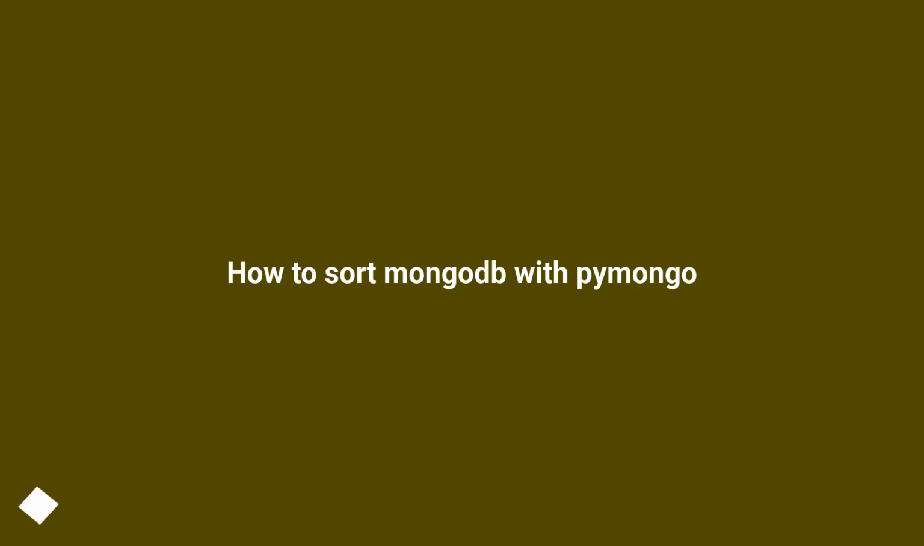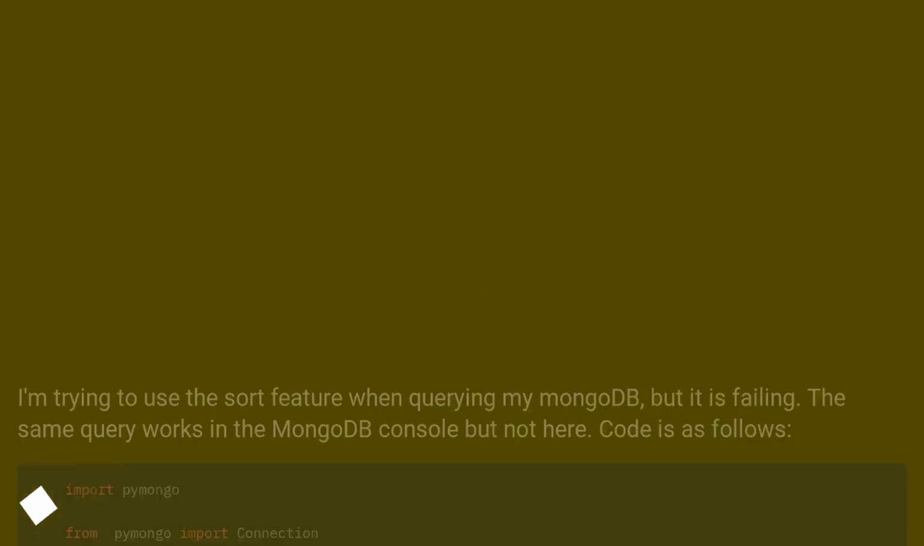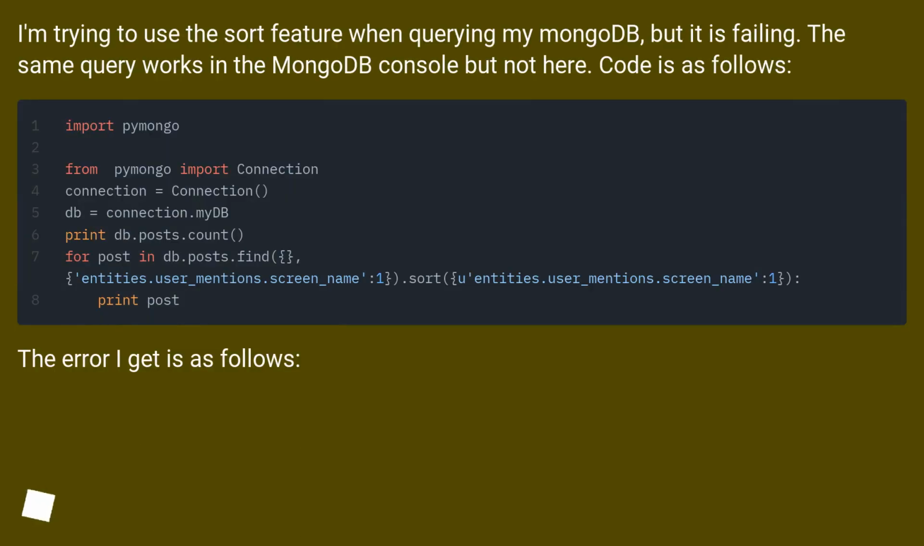How to sort MongoDB with pymongo. I'm trying to use the sort feature when querying my MongoDB, but it is failing. The same query works in the MongoDB console but not here. Code is as follows. The error I get is as follows.